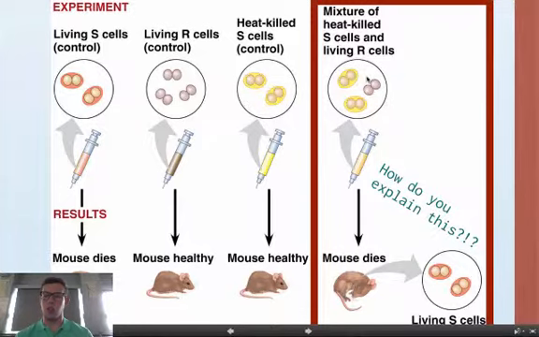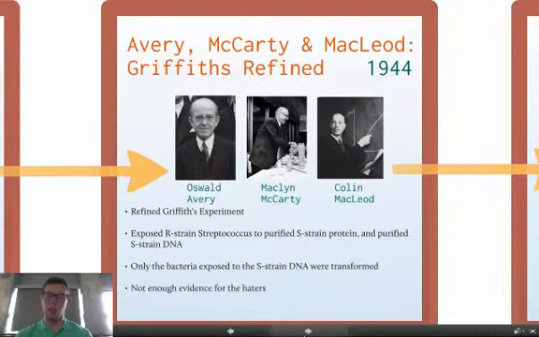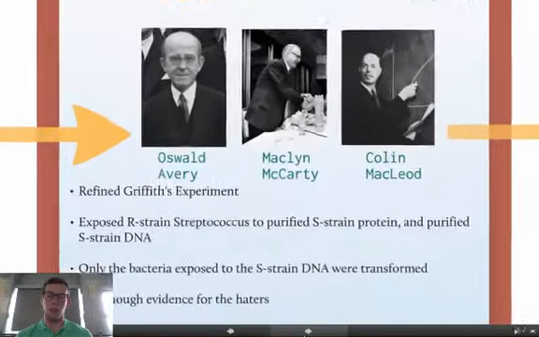Okay, so the DNA was the thing that was moving from these heat-killed S cells into these R cells to generate these living S cells. So they found out that DNA was the thing that was causing this. So they took a step further from Griffith's experiment. However, it's not quite enough at this point yet.